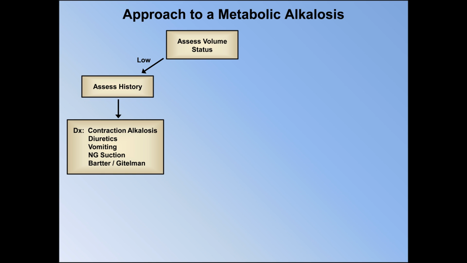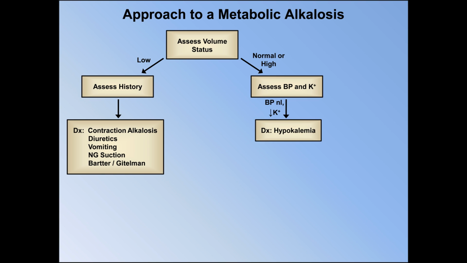On the other hand, if the volume status is either normal or high, the next step is to assess the blood pressure and serum potassium level. If blood pressure is normal and potassium is low, then hypokalemia is in itself the likely cause of the alkalosis. Of course, hypokalemia has its own differential diagnosis, which I won't get into here. If the blood pressure and potassium are both normal, then I would consider either the administration of exogenous alkali, such as sodium bicarbonate tablets, or Milk-Alkali Syndrome.